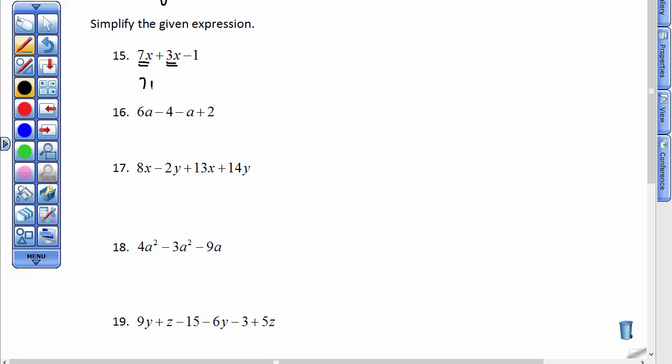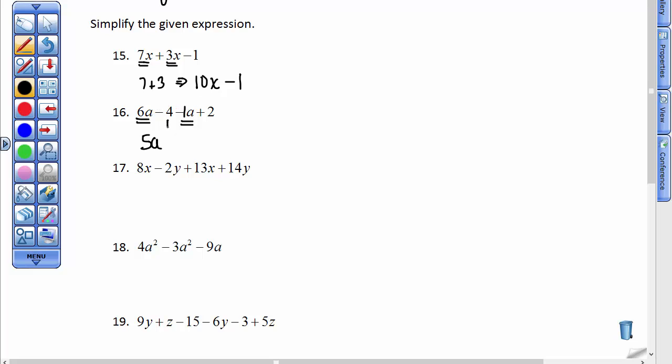I'm taking the 7 plus 3. That combines to be 10. So what I have there is a 10x, and I'll just bring that minus 1 down. Again, you're just trying to combine your like terms. So 6a, and then you need to take away a 1a. That minus sign with nothing there means there's a minus 1 of those apples. So 6 apples, take away 1 apple is 5 apples.